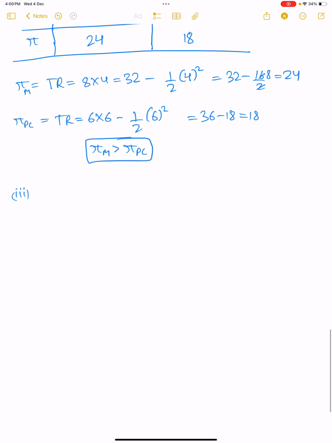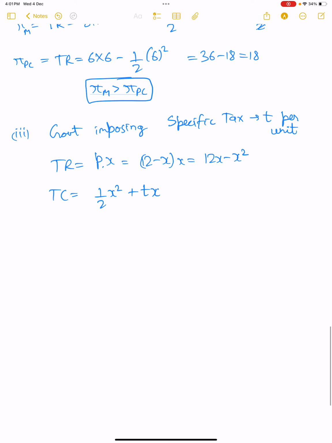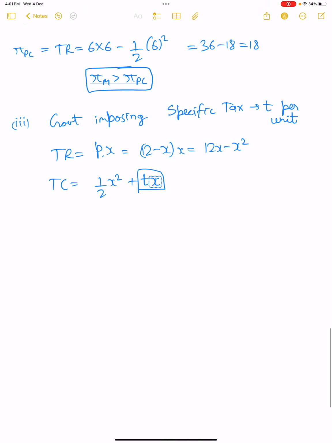Okay, the third part states that the government is imposing a specific tax of T per unit. I hope you know the difference between specific tax, ad valorem tax and lump sum tax. They're imposing a tax on the monopolist so that he acts as a perfectly competitive firm. So now the total revenue for the monopolist would remain the same, which is P into X, which is 12 minus X into X, which gives you 12X minus X square. But now the total cost becomes half into X square, the original cost, plus T times X, because this is the per unit additional tax they are supposed to pay.